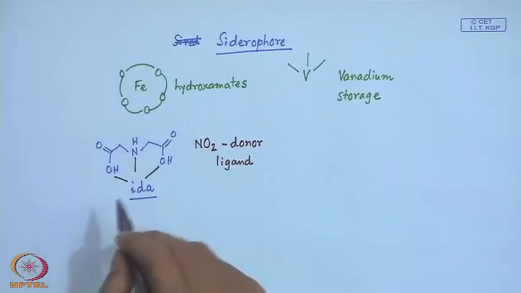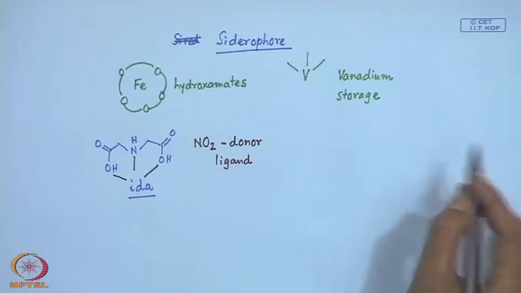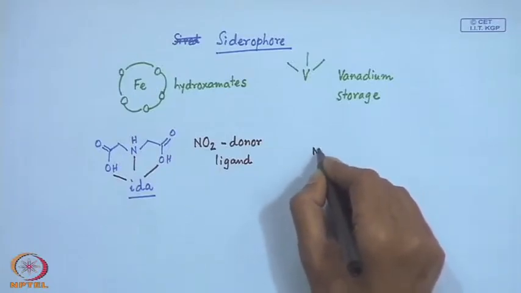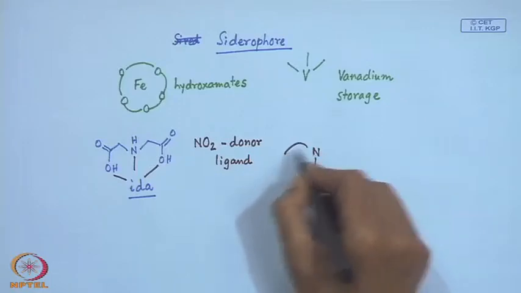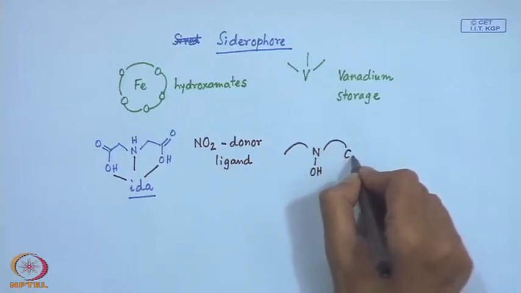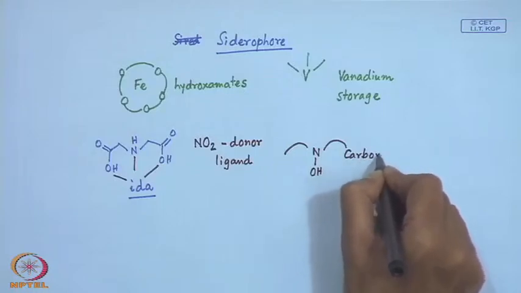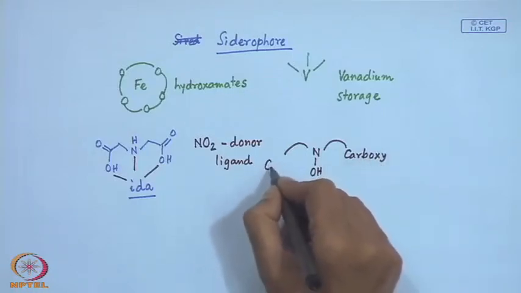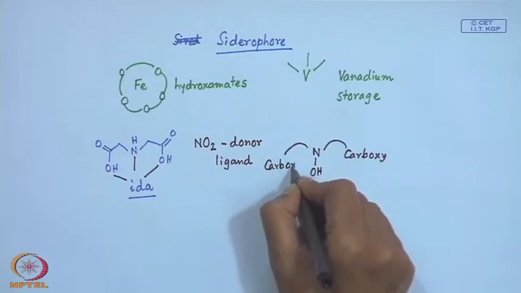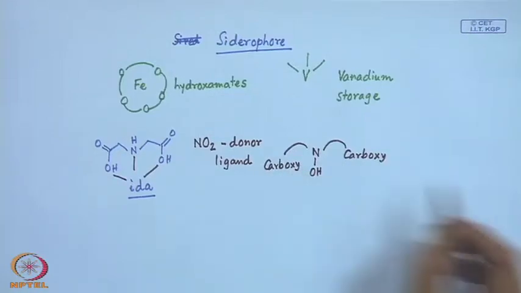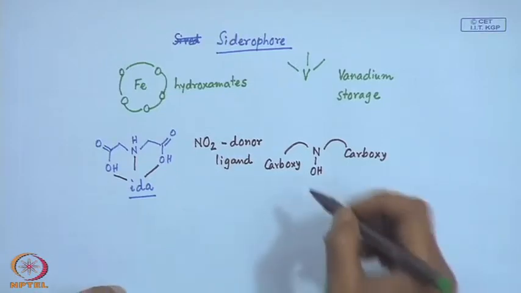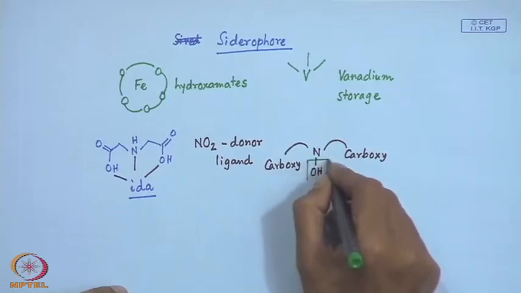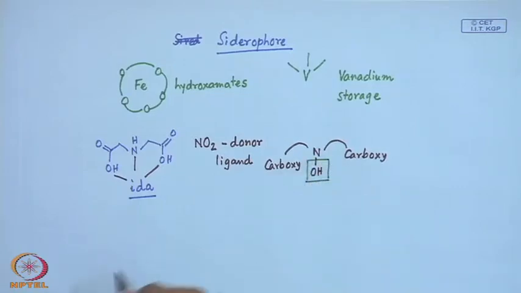Similar to that, the only difference in this particular case is that on the nitrogen we now have the NOH group. So, we have the carboxy end, and on the left also we have the carboxy end. So, what is the difference between this imino-diacetic acid and this N-hydroxy imino? The difference is only the N-hydroxy group.